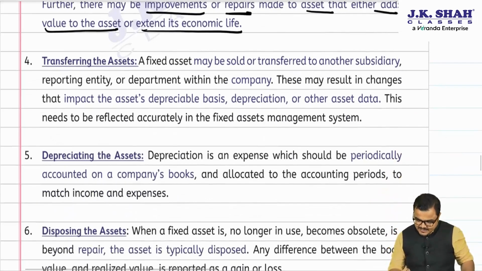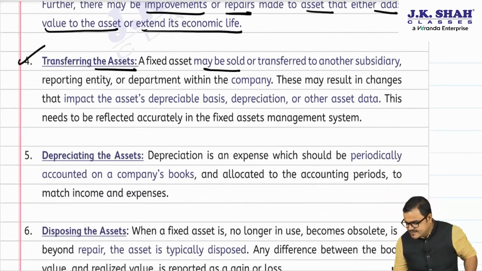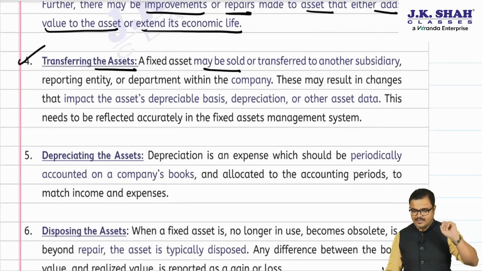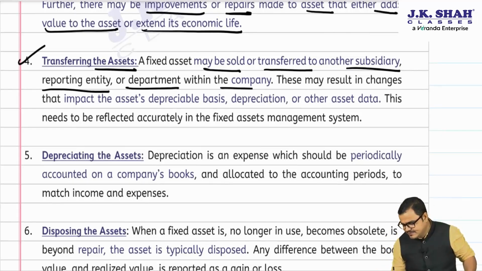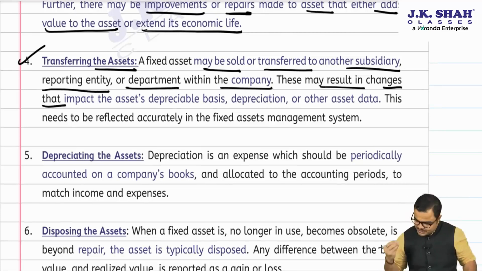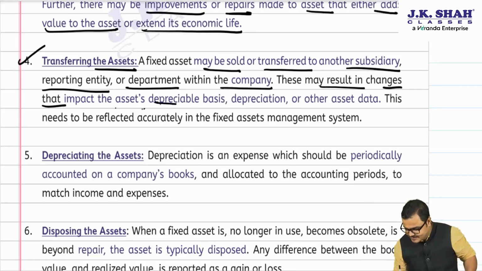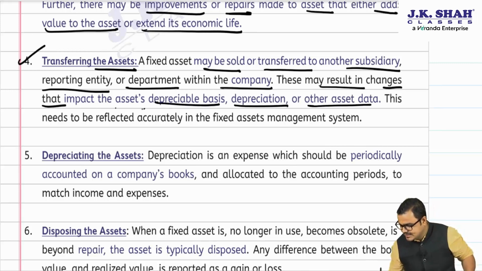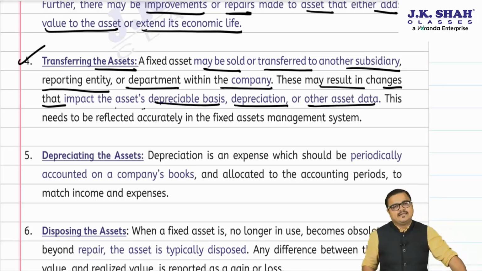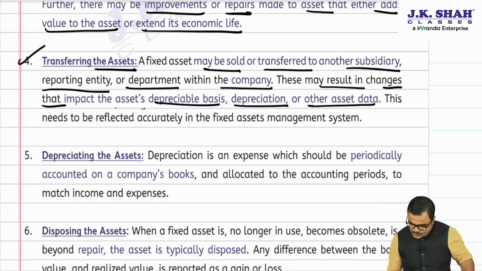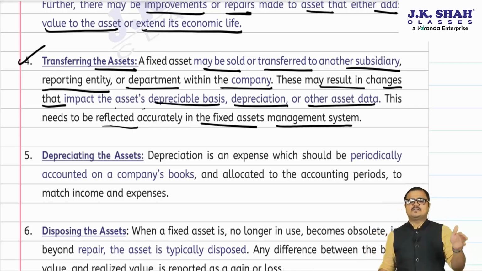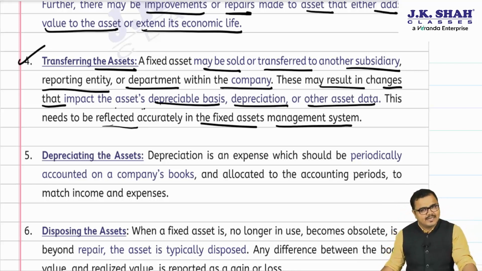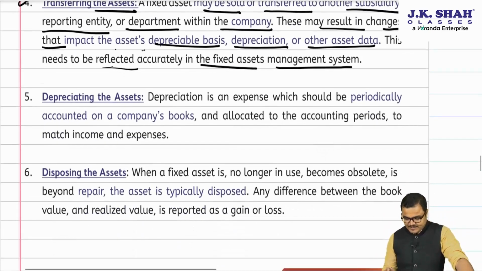Yes. Next, transferring the asset. A fixed assets may be sold. Sir, already discussed. Transfer to another subsidiary. Sir, already discussed. Reporting entity or the department within the company. This may result into changes that impact the assets depreciable basis, depreciation and other asset related data. This needs to be reflected accurately in our fixed assets management system, or else you can say books of accounts. Correct? Yes sir.